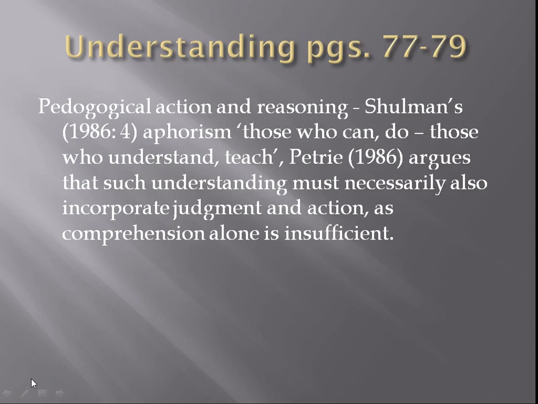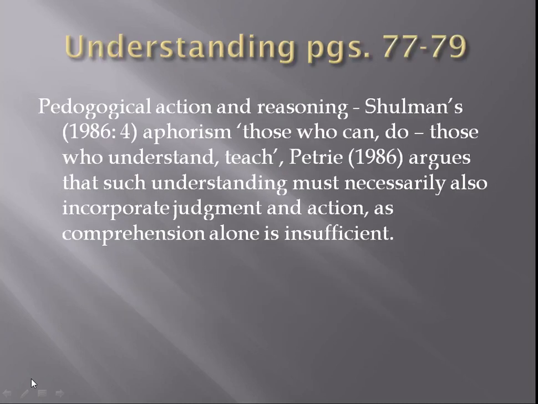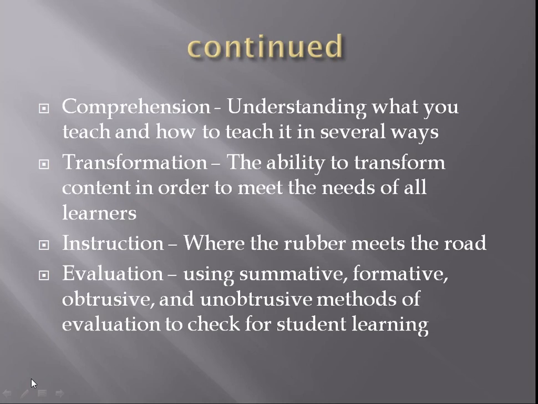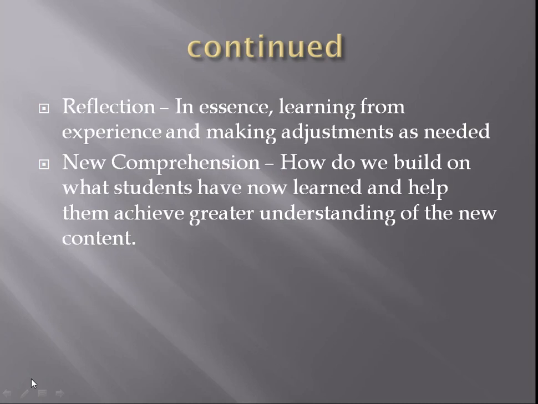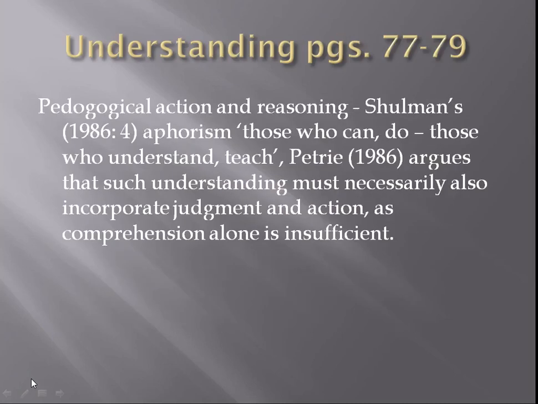Now, take a look at what we have here. And this is pages 77 to 79 in your text. Comprehension, transformation, instruction, evaluation. These are all pieces, and I'm just going to go through all of these and I'm going to come back to them. That should be part of our process in educating our students. Then you have reflection, new comprehension. That's the end of the session there, but we're going to back up here.